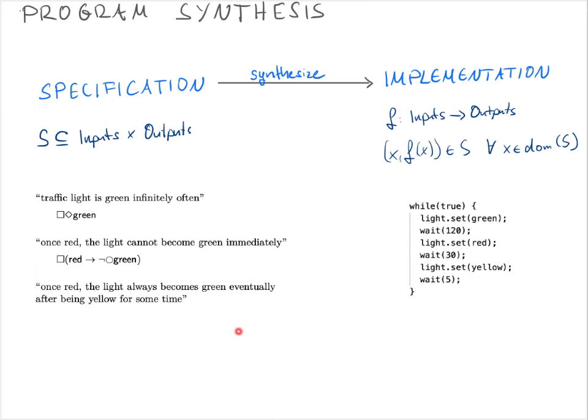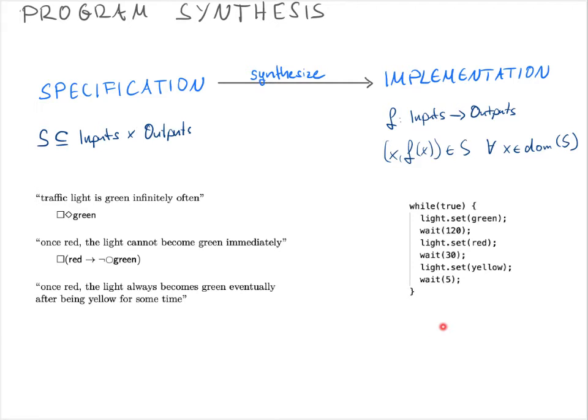Here's a simple example of a specification given in LTL. It describes a traffic light. A traffic light is green infinitely often. Then once the traffic light is red, the light cannot become green immediately. And once red, the light always becomes green eventually after being yellow for some time. This can also be described in LTL, but I left it out for this example.